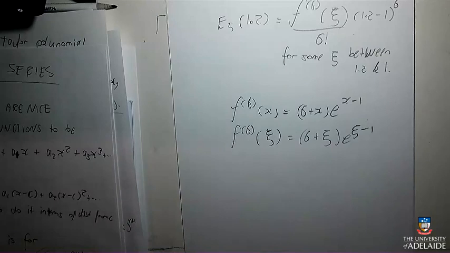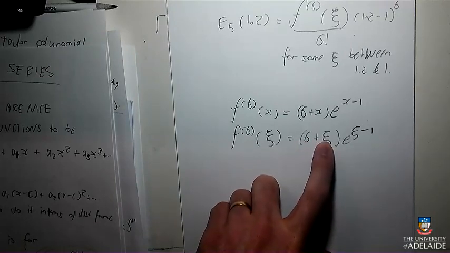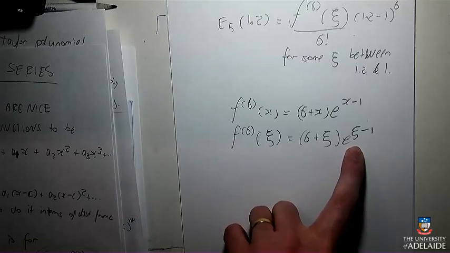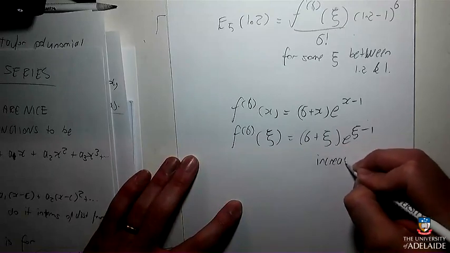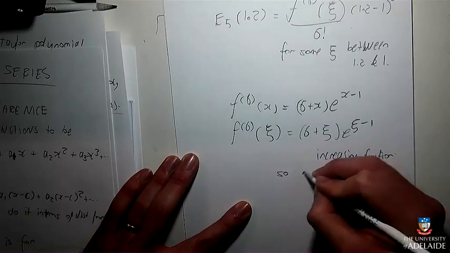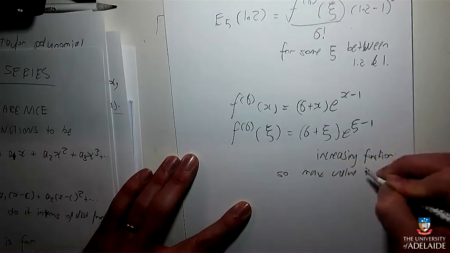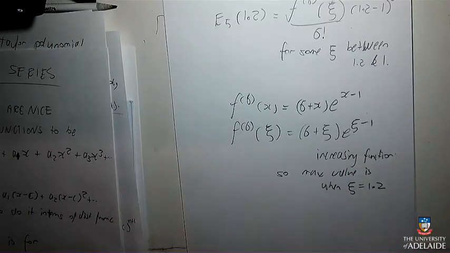Well, 6 plus x is an increasing function, like y equals 6 plus x, and e to the x minus 1 is also an increasing function. So this is an increasing function, so the maximum value is when psi is 1.2, because that's the biggest number I get to choose. If it was a decreasing function, the maximum would be at 1. And if it both increased and decreased, I would need to figure out where that maximum actually was.